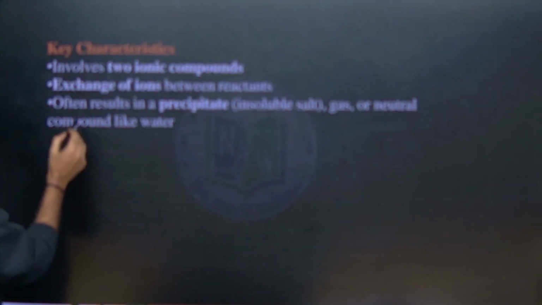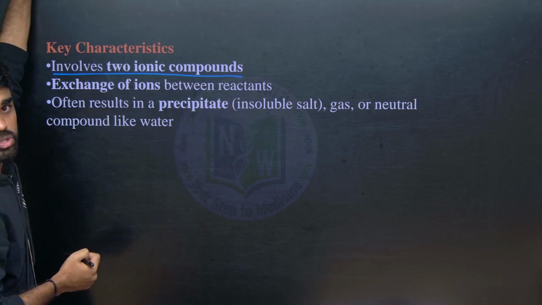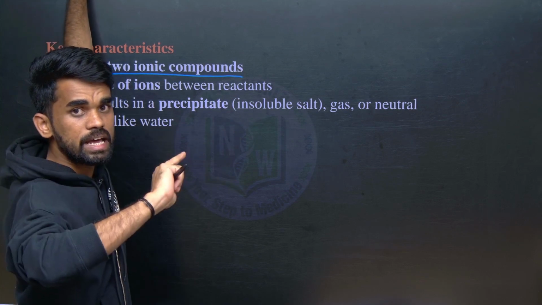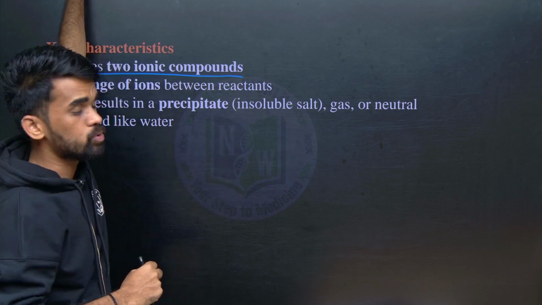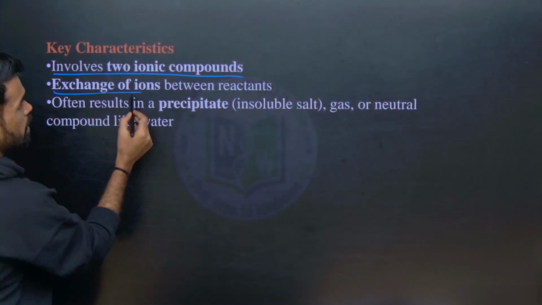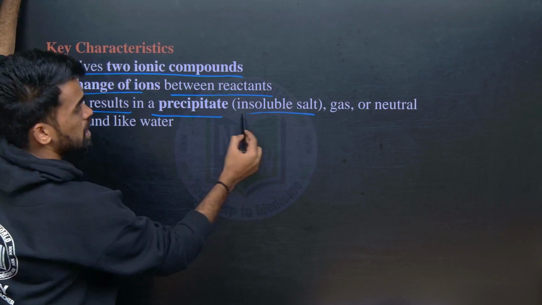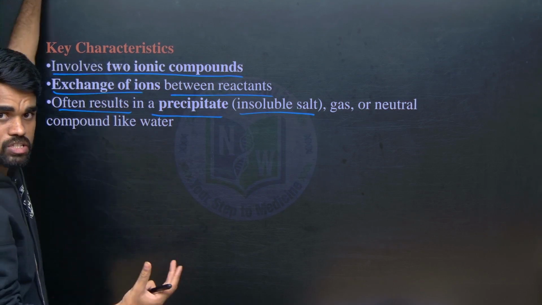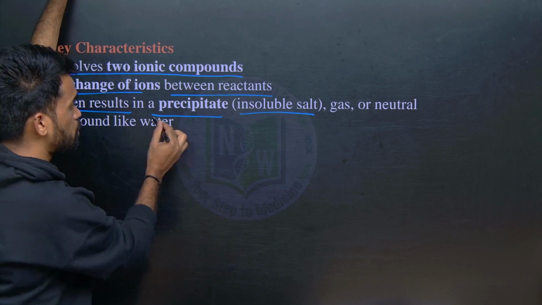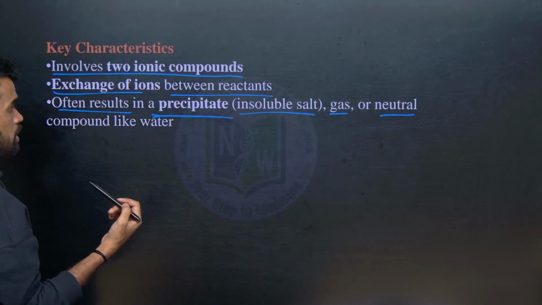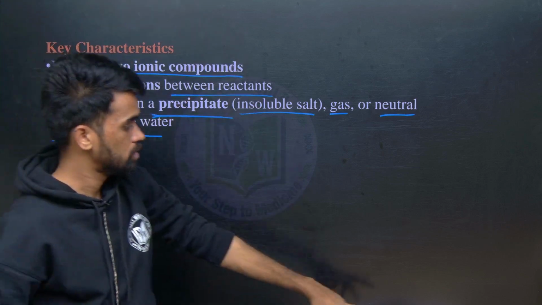It involves two ionic compounds. In a double displacement, two ionic compounds are involved, and they exchange their ions and form new compounds. The next, exchange of ions between the reactants takes place, which often results in the formation of a precipitate, which is an insoluble salt. So an insoluble compound is formed, that is what we call the precipitate here. A gas is released, or a neutral compound like water is formed.